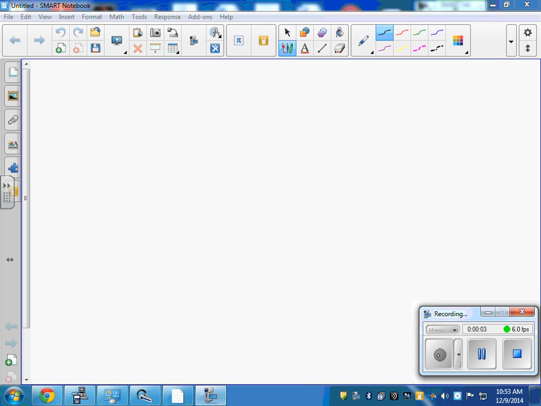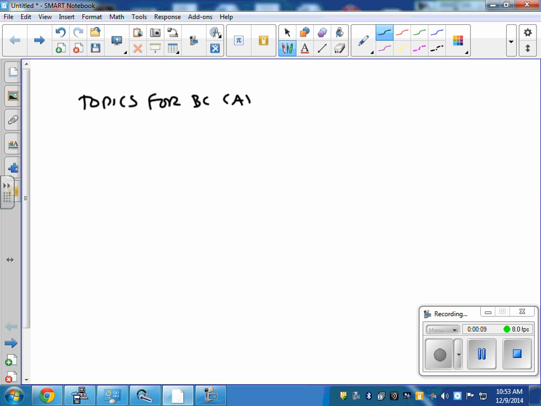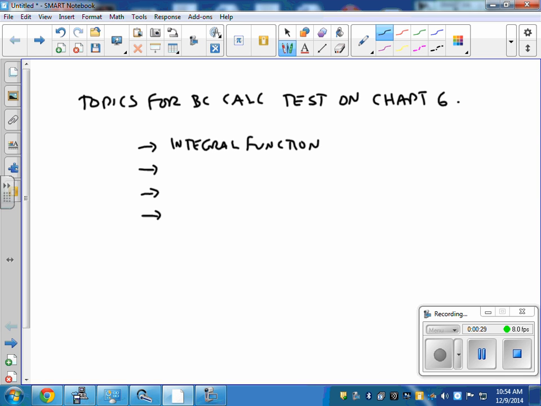Okay, so these are the topics for BC Calc test on chapter 6. We've been working this for a few weeks now. You basically have 4 topics in here. First, the whole idea of an integral function. And the fundamental theorem of calculus part 2.